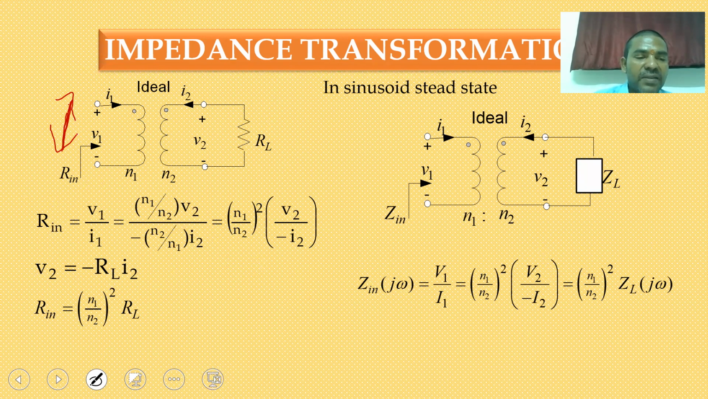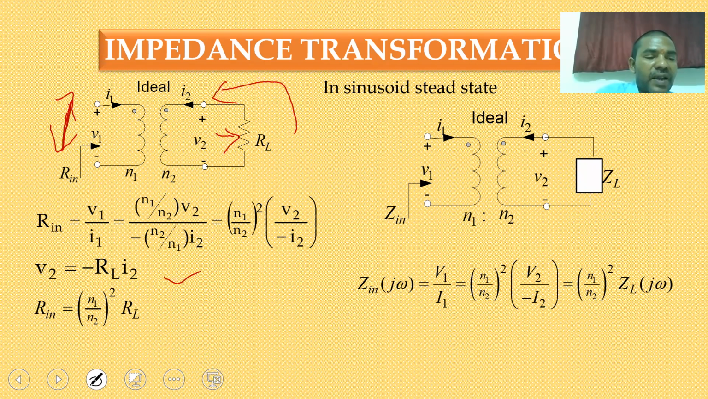Now what is V2? V2 is the voltage drop across this resistor RL. And what is the RL current? RL current is I2 only. So V2 is equal to minus RL into I2. If you substitute this value, finally you can get the input resistance must be equal to (N1 by N2) square into RL.